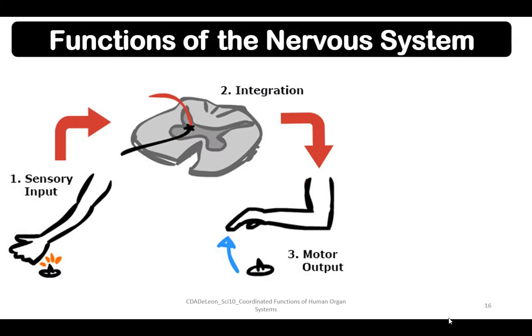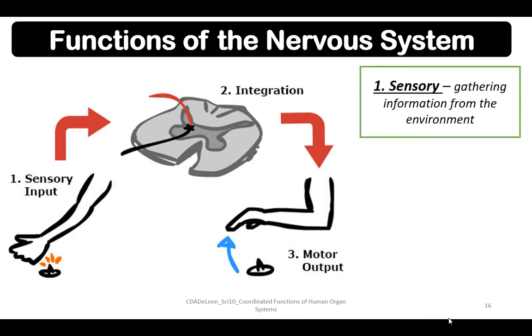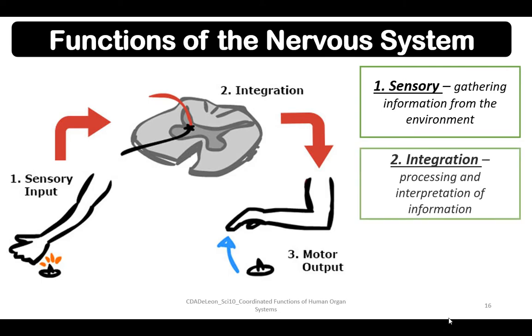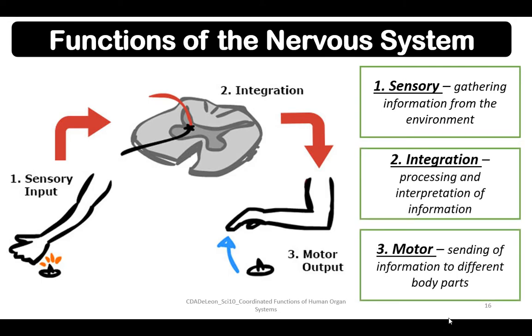Now, in continuation, one of the functions of the nervous system is this process. This process is what we call sensory, integration, and motor output. For the first one, the sensory, it is the gathering of information from the environment. So we have an example here.